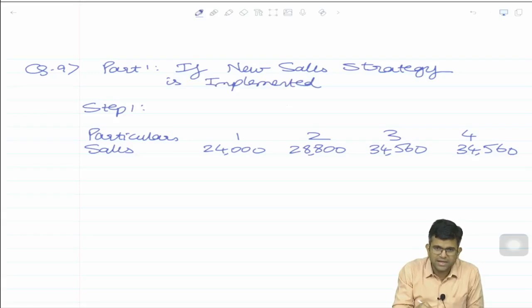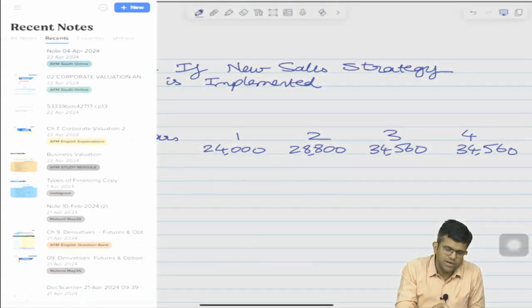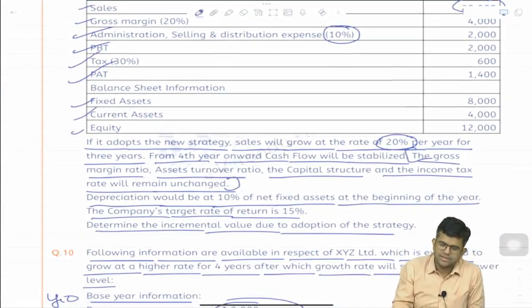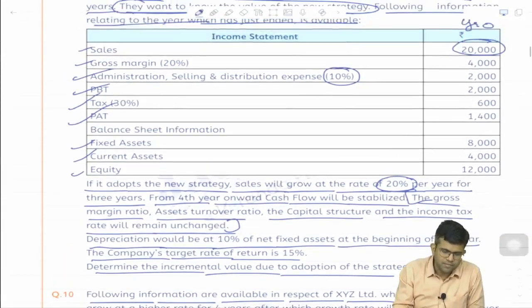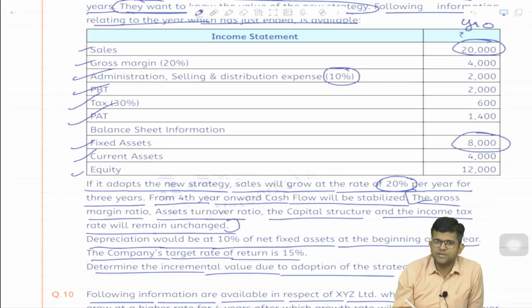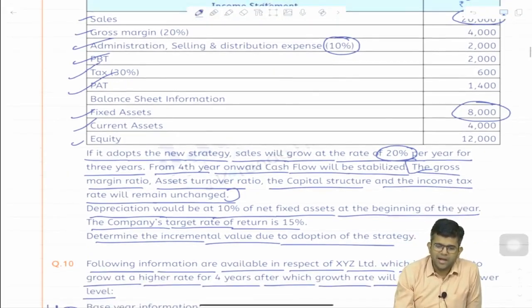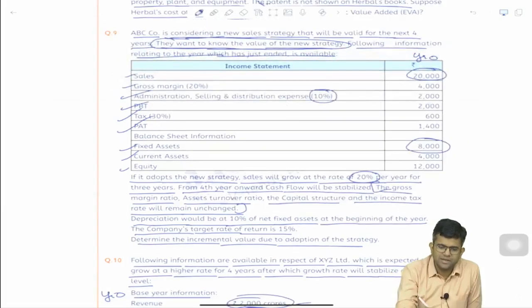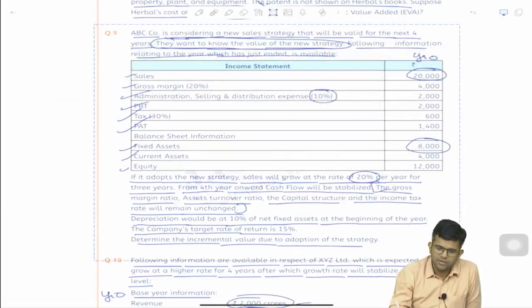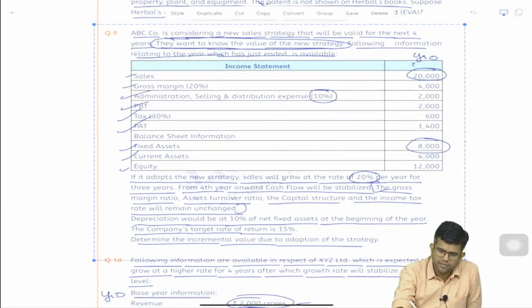Now is the tricky part. Students, do you understand that last year my closing fixed assets balance was 8,000. Now search the question and tell me, are there going to be any additions in fixed assets? Take your time. There is a hint given somewhere.